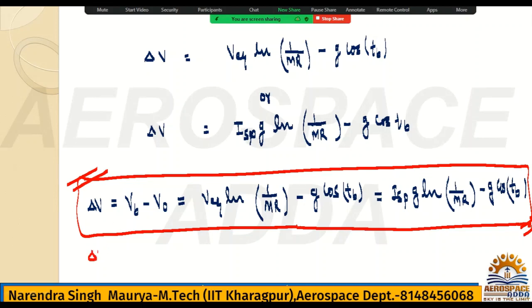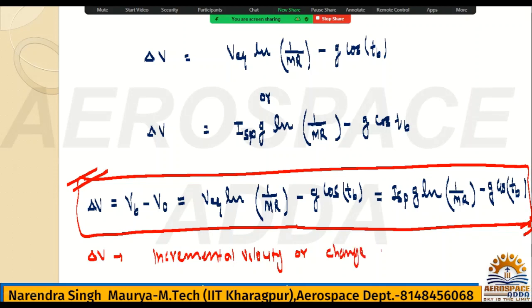What is the delta V? Incremental velocity, or sometimes incremental velocity of the rocket, or sometimes it is called change in rocket velocity. All right. So this is the final formula.